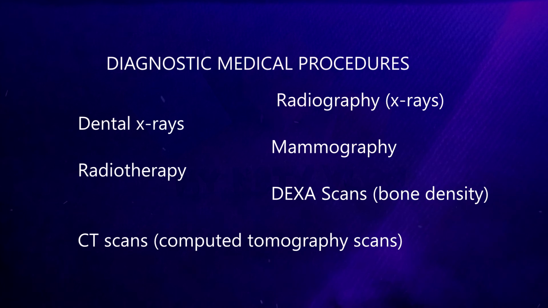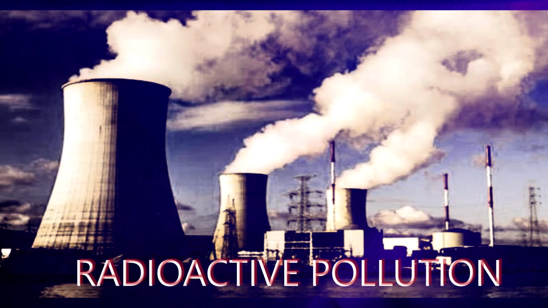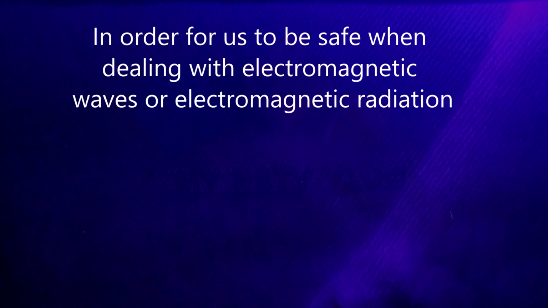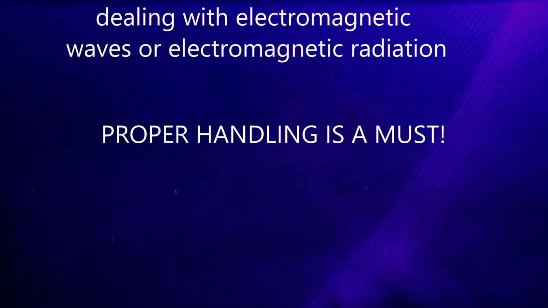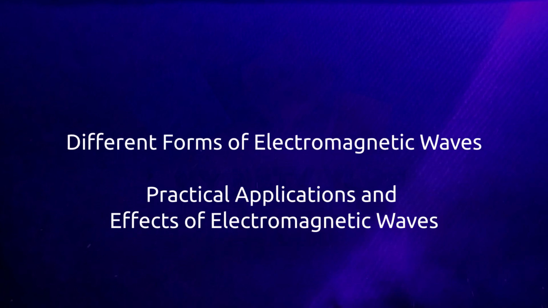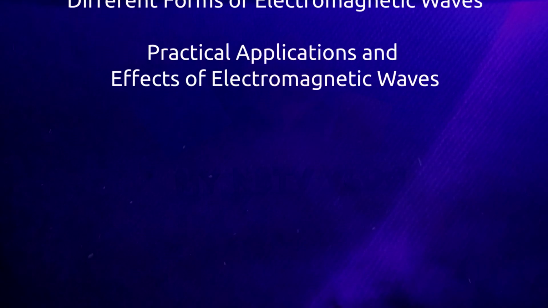When handled improperly, radioactive pollution may occur, which may result in contamination of air, soil, and water. This pollution may eventually make its way up the food chain where all forms of life may be affected. So, in order for us to be safe when dealing with electromagnetic waves or electromagnetic radiation, proper handling is a must. To gauge your understanding of this topic, please answer the following questions.